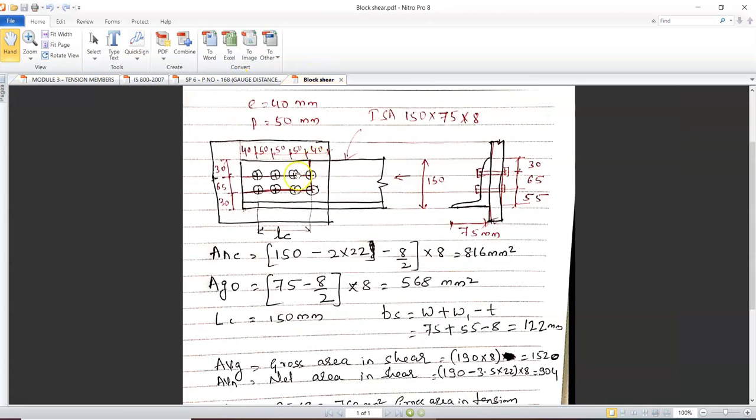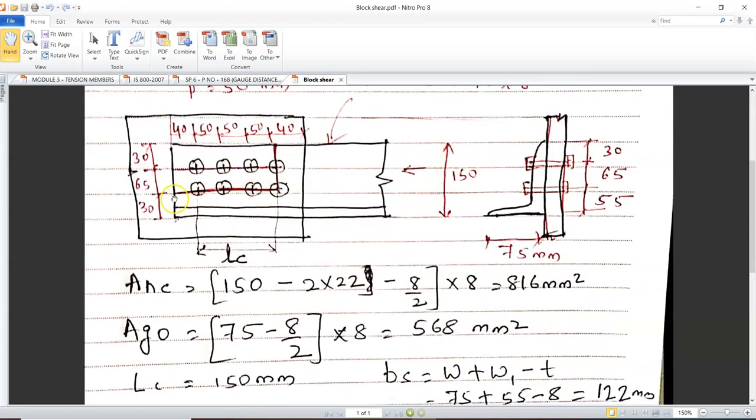Block shear failure pattern. Now the line shown here, all of you observe this carefully. The line moving along with the cursor, from the edge of the plate along the center of the bolt, and then from this center to the toe of the angle, will be the block shear failure of the angle section.